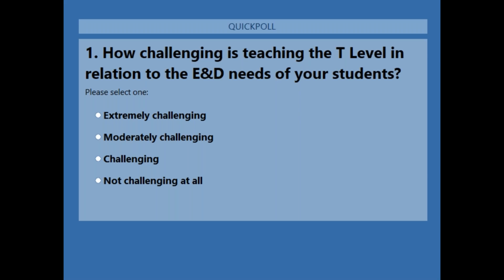So if you could please give us your idea in relation to a definition of equality and diversity. What does it mean to you, please?